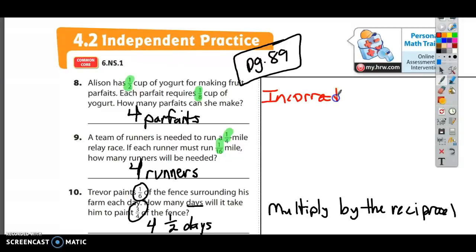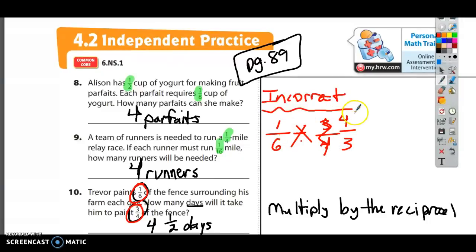I'm going to do it in red. I want to be real clear that you're not watching this thinking that I'm doing this right. So let's pretend you thought you're supposed to do the first number divided by the second number. So 1/6 divided by 3/4. And I multiply the reciprocal, and I get 4/3. And then I could simplify my 4 and my 6. 4 divided by 2 is 2, and 6 divided by 2 is 3. You end up 2 over 9.